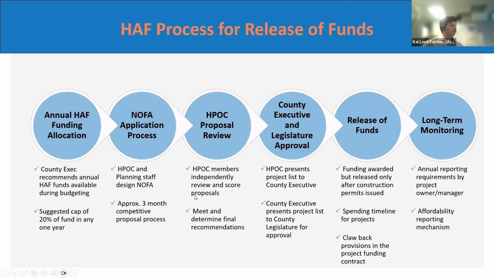I won't go through this in much detail, but this is essentially the process of how the Housing Action Fund works. First, the legislature creates an annual fund allocation through the budgeting process each year. Then a NOFA, or Notice of Funding Availability, will be released, and that's what this application round one is for. It opens up for a certain period of time. We receive applications, then it closes. We have the Housing Policy and Oversight Committee review all the proposals, score all the proposals independently, and then come together to decide what projects we want to fund and for how much. They then make those recommendations to the county executive, who looks them over, and then the county executive makes recommendations to the legislature for final approval, hopefully in a relatively short period of time.